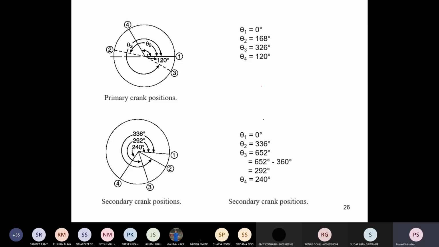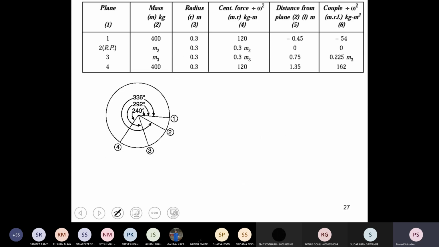Now I am going to the next slide. I am keeping all the angle data same. Just note down theta 1, theta 2, theta 3, and theta 4. Right. So keep all the crank positions same. Okay. So these are all the 4 crank positions. Now we are required to find the secondary unbalanced force. So we have found M2 and M3.